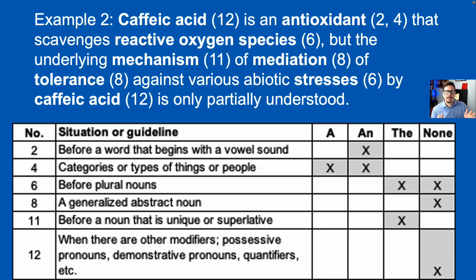So this is a compound noun. It has 3 words in it, but they work together as a single unit. We're not using an article because of rule 6. It's a plural noun. The underlying mechanism, so that has an article.